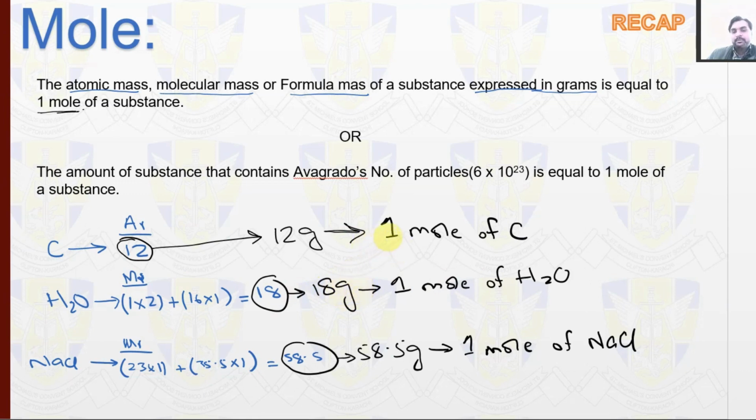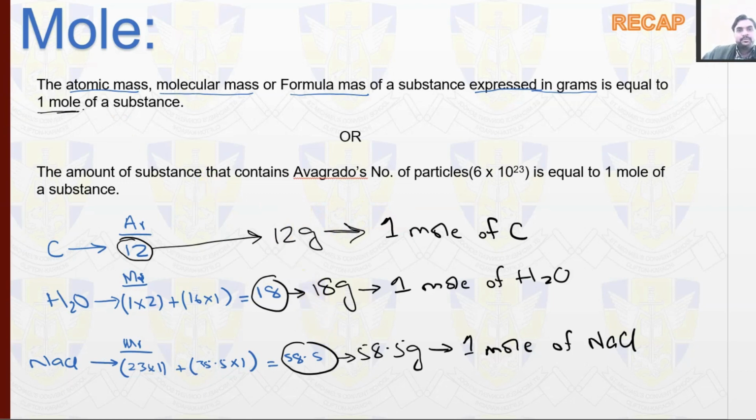Similarly, if I ask you about carbon, 1 mole is 12 grams. So if I ask you how many grams are there in 3 moles of carbon, 1 mole contains 12, so 3 moles contain 3 times that. So 12 multiplied by 3 equals 36 grams, right? So that was the quick recap about the first definition of the mole.